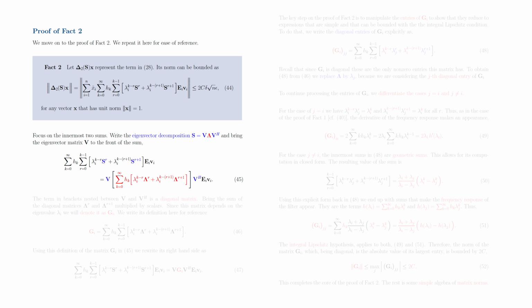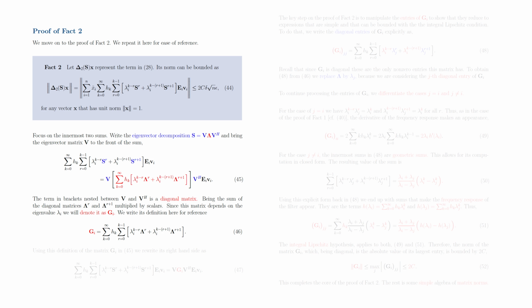We write the eigenvector decomposition of S as V times lambda times V Hermitian and bring the eigenvector matrix V to the front of the sum. This allows us to write the expression in 45. Notice how inside of the sum, powers of S in the left-hand side are replaced by powers of lambda in the right-hand side.